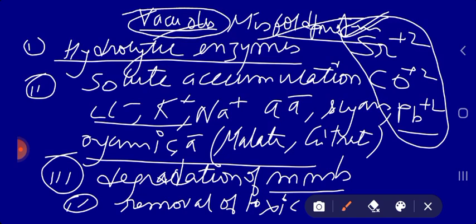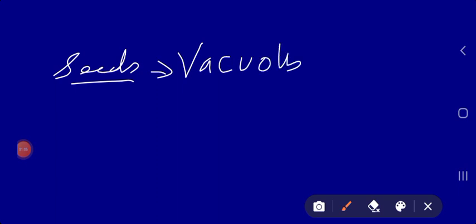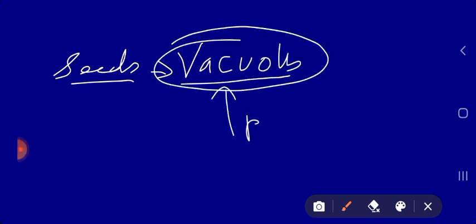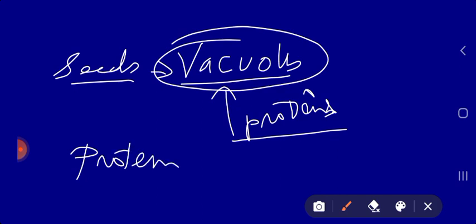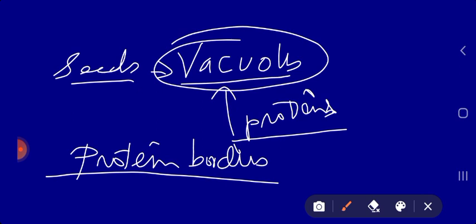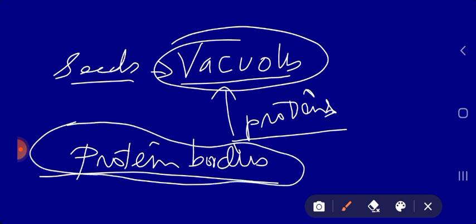Now in seeds also we can see some modified vacuoles where proteins are stored, called protein bodies. So within the seeds, vacuoles are also found, but those vacuoles store the proteins and are called protein bodies, which are modified vacuoles. So these are the functions of the vacuoles.